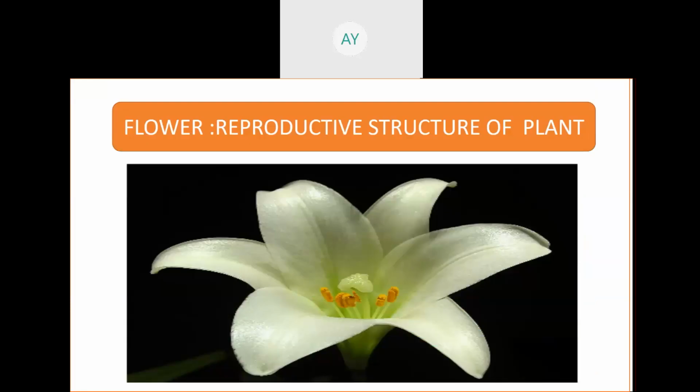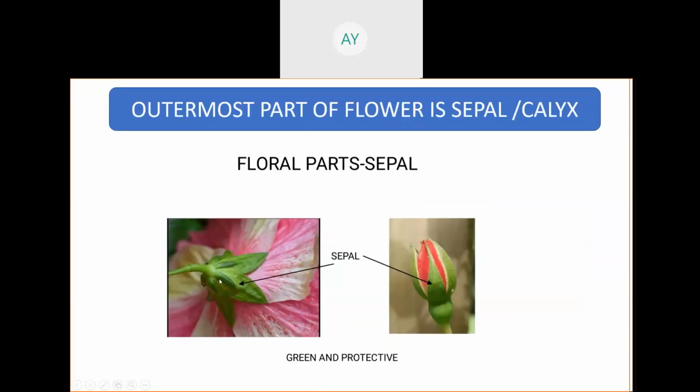Then the most reproductive part, the reproductive structure of the plant, is the flower. You know, flower, that is the most attractive part, that is the petal, and you will find a greenish color. You will find a greenish color, that is the sepal, and this one is petal. So sepal protects the flower, and gives the base for the flower at the time of pollination and fertilization.